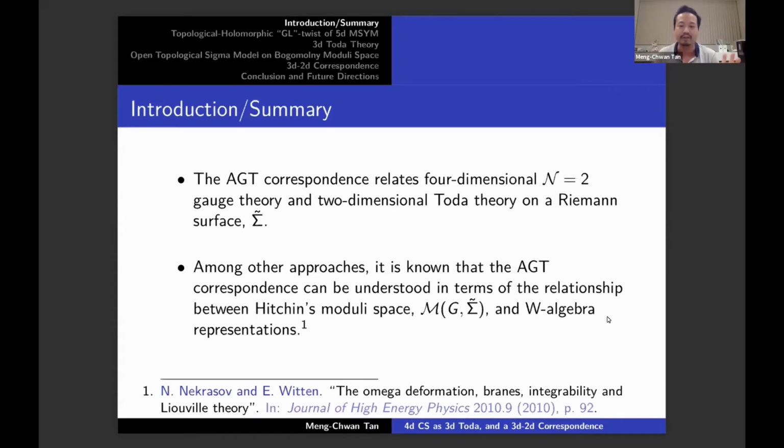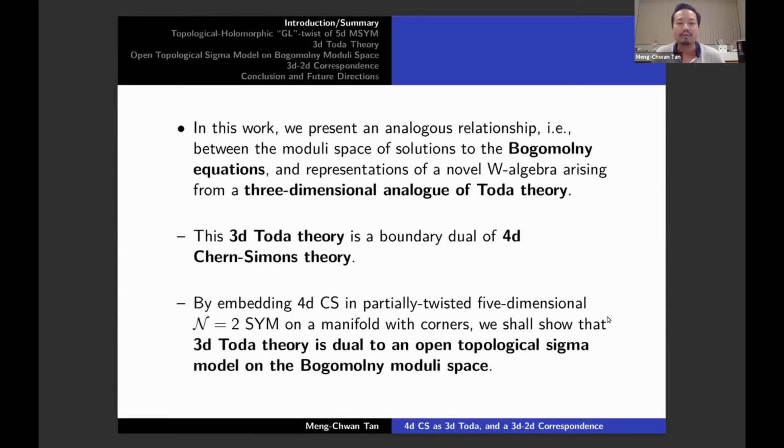So there are many ways of understanding the AGT correspondence, and this is one way in which you can see there's a correspondence between 4D N=2 gauge theories and 2D Toda theories. This was done by Nekrasov and Witten. So in this work, we present an analogous relationship, but it's between the moduli space of solutions to the Bogomolny equations and representations of a novel W algebra arising from a 3-dimensional analog of Toda theory.